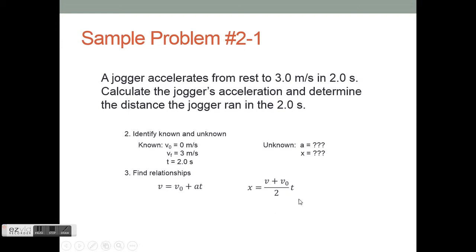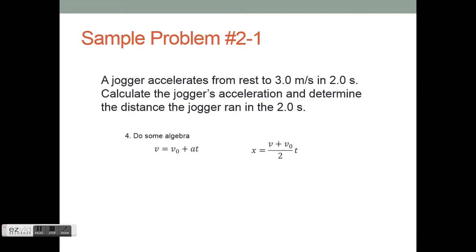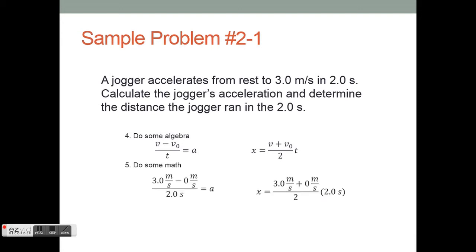What I call the definition of acceleration equation and the average velocity times time equation are the 2 equations that I would use. My 4th step, do some algebra. On the right hand side I'm looking for x, that's already solved for x. On the left hand side I need to solve for acceleration. I'm going to subtract the initial velocity, and then divide both sides by time. So there we go, I've now done my algebra, solving those equations for the 2 unknown variables. Now I'll plug in my values and calculate, and I get 1.5 meters per second squared as an acceleration, and 3 meters as a distance.